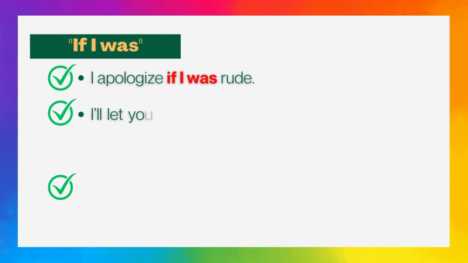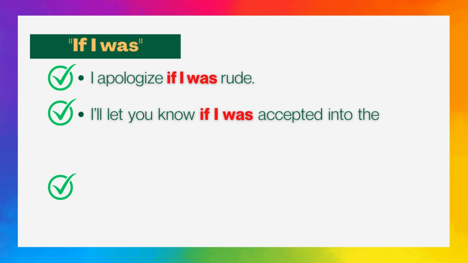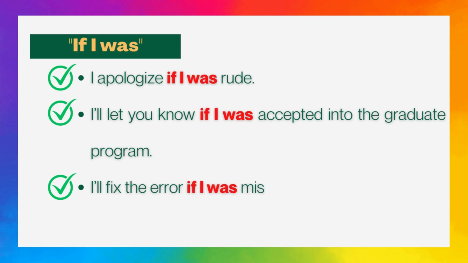You can use if I was in past tense first person sentences that describe something the speaker was or has done. The conditional conjunction if indicates that one action in the sentence depends on another. So feel free to read all the examples that I have for you here.